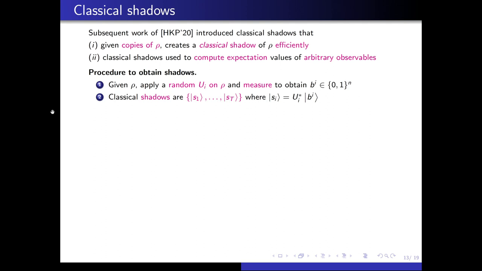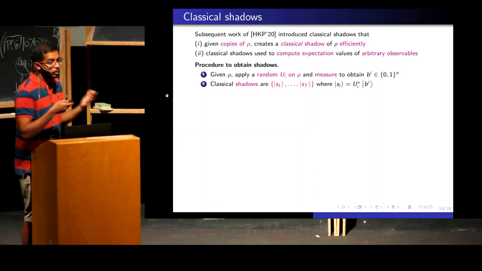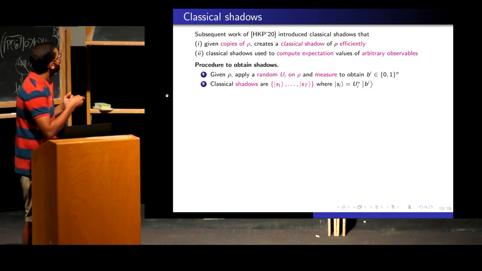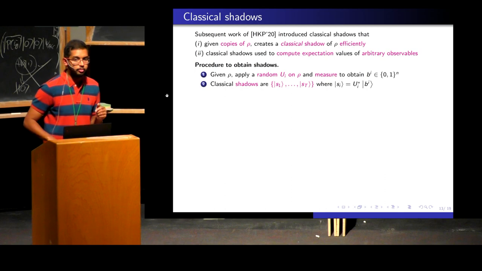So you repeat this thing t many times. You take t many copies, you apply U_1 to rho, U_2 to rho, U_3 to rho, up to U_t to rho. I apply this, I get t many quantum states, and I always measure. I get these bit strings b_1 to b_t out. And once I get b_1 to b_t, I apply U_i star to b_i, I get this state s_i, and that's going to be my classical shadow. And if U_i is just a random Clifford, this is also classically something you can write on a piece of paper.